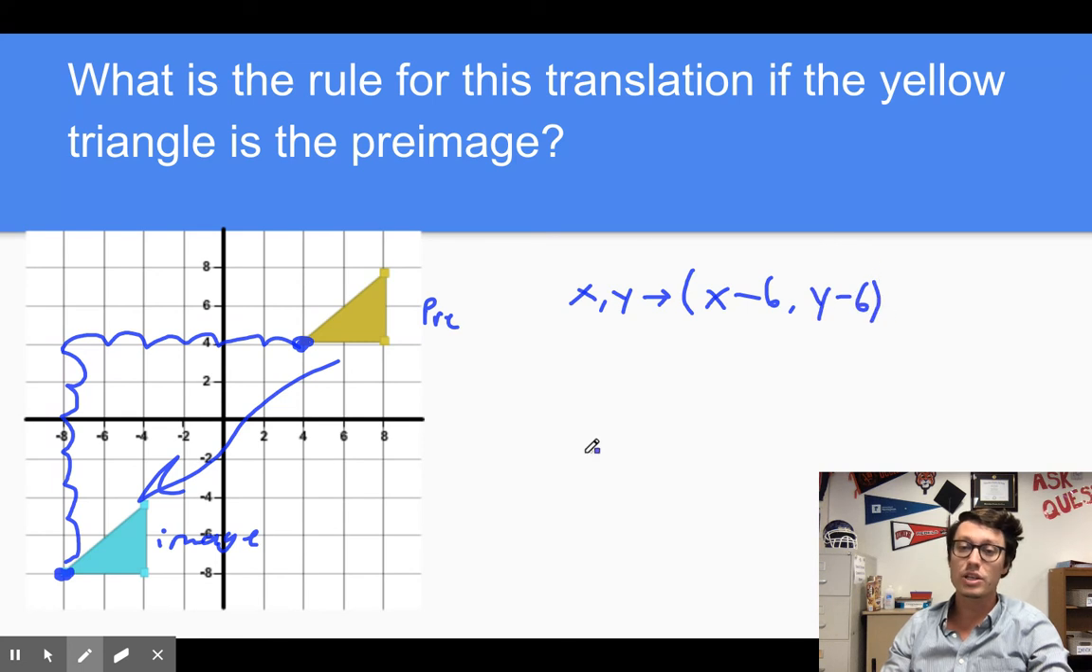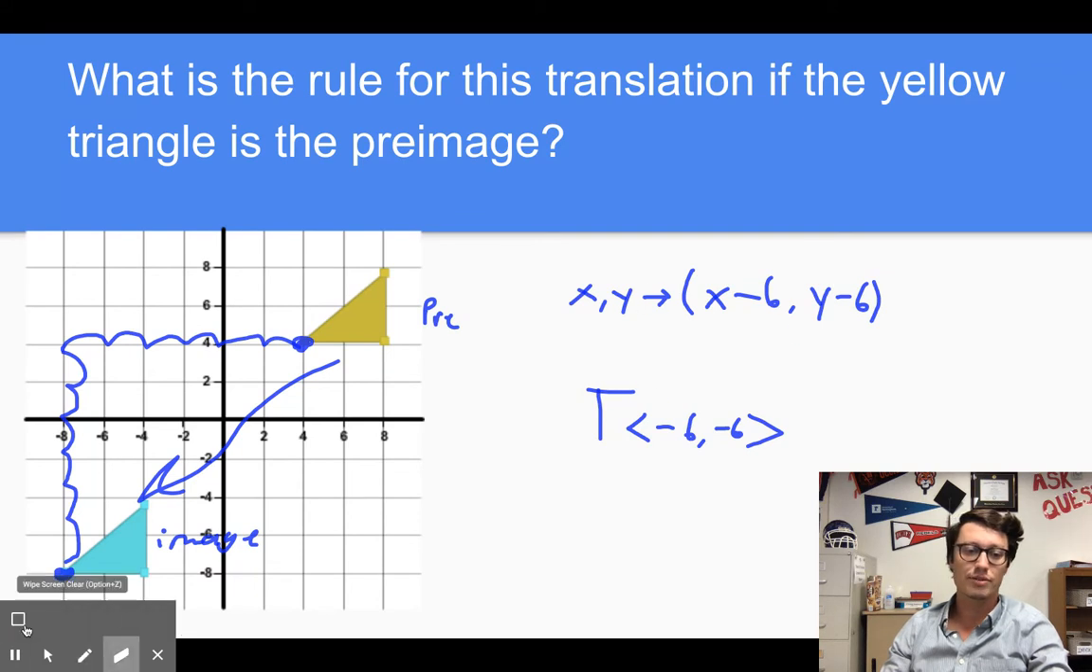That is one way you can write it, but remember there's two ways. You can also write it as a big T, and then just the numbers in these brackets, negative 6, negative 6, and make sure you close those brackets. So x minus 6, y minus 6, or T negative 6, negative 6, same thing, just different ways of writing it.